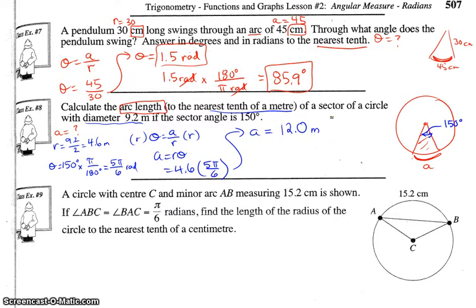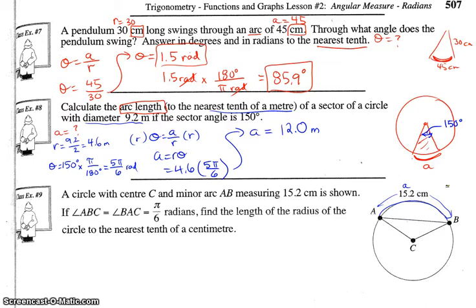All right, very last example. Thanks for hanging in. A circle with center C. Okay, here's our center C. And minor arc, minor versus major arc. This is a minor arc between A and B. The major arc would be this one right here, the bigger one. Okay, but minor arc, so that one, measuring 15.2 centimeters is shown. So this arc length, there we go, there's our A.